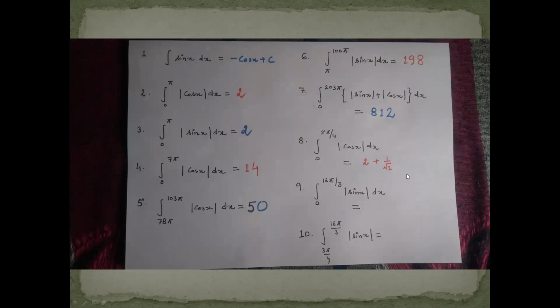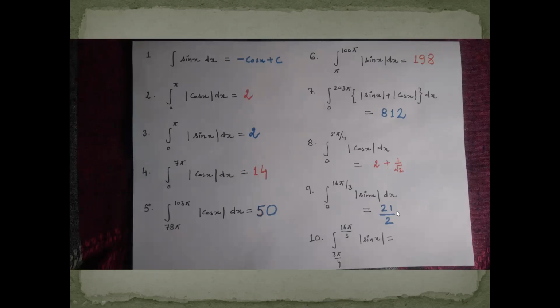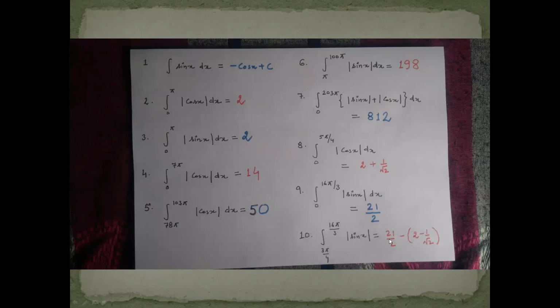Its answer is 2 plus 1 upon square root of 2. Next question, 0 to 16 pi upon 3 modulus of sine of x dx is 21 upon 2. Our last question is modulus sine of x, and the lower limit is 3 pi upon 4, the upper limit is 16 pi upon 3. The answer will be 21 upon 2 minus 2 minus 1 upon square root 2. So dear friends, let us see how these results are obtained one by one. Very short tricks.